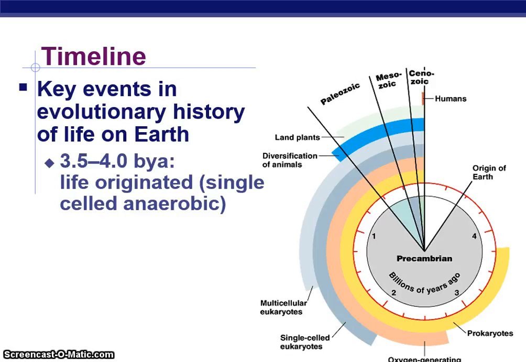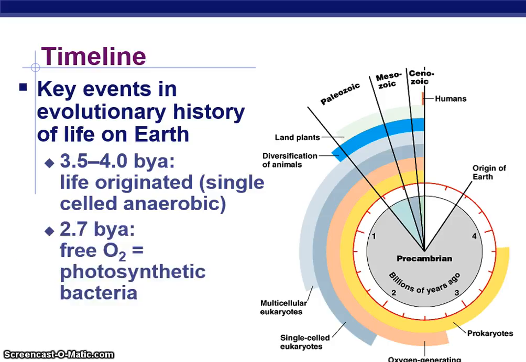So if life originated 3.5 to 4 billion years ago, what happened from there? About 2.7 billion years ago, we find evidence of free oxygen. Now this wasn't existing before. So LUCA, our ancestor, was most likely anaerobic, single-celled.